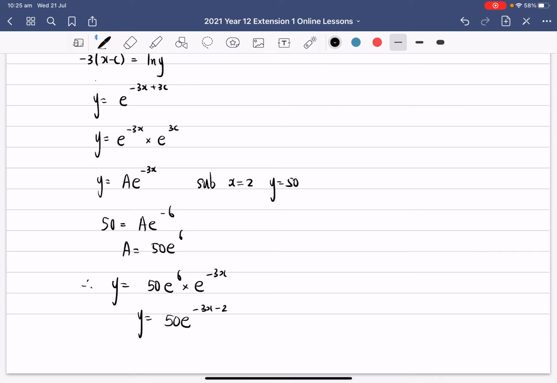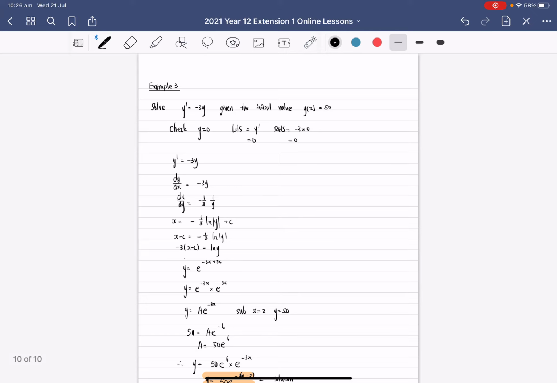Is that minus 2? Yes, if we have brackets. So that's it. That's how you do this question. So we'll have two solutions. That's the first, the particular solution here, and then we also have another solution when y equals 0. So please always remember to check the constant solution there.